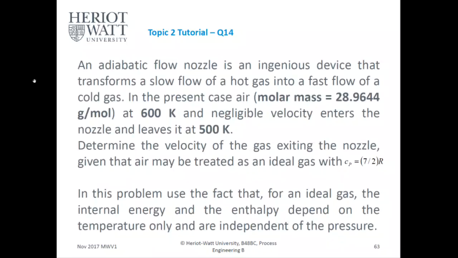So, last question, so you can go home. An adiabatic flow nozzle is an ingenious device that transforms a slow flow of hot gas into a fast flow of cold gas. I'm not sure what's ingenious about that, but in the present case air, molar mass equals 28.9644 grams per mole, at 600 Kelvin, and negligible velocity enters the nozzle and leaves it at 500 Kelvin. Determine the velocity of the gas exiting the nozzle, given that the air may be treated as an ideal gas.